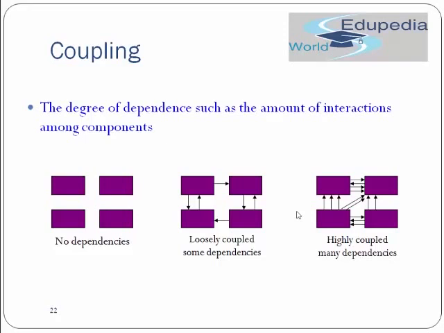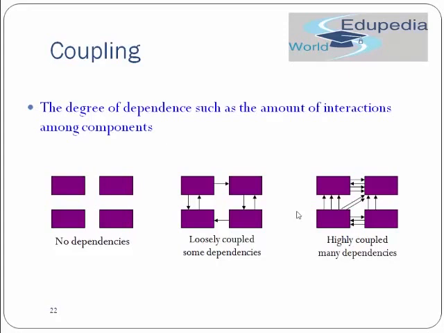So you can see we are having three diagrams. The first one is showing no dependency, so there is no coupling at all. Then we are having loosely coupled, that is some dependency, so that is fine. The first part has a dependency on the second, then the second has a dependency on the third, and the third is also having a dependency on the second. So you can see that these are loosely coupled.